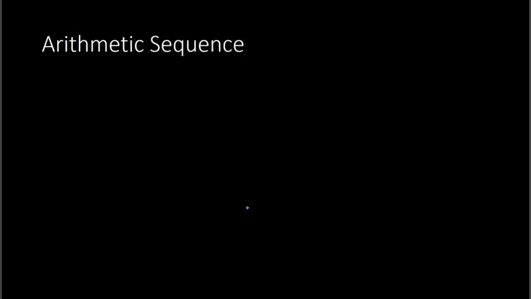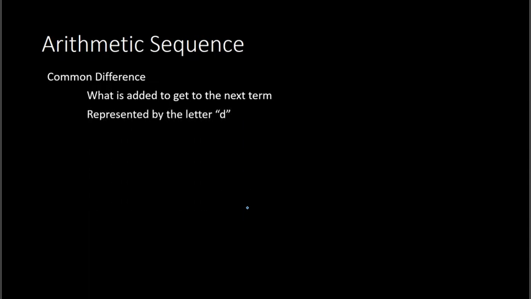So in this lesson we're going to deal with primarily arithmetic sequences. So with arithmetic sequences we have what is called a common difference. And that is, by definition, what is added to get to the next term. And that is represented by the letter D. So D for difference. So if you have the sequence 10, 13, 16, 19, etc., you're adding 3 every time to get from term to term, so your common difference is going to be 3.